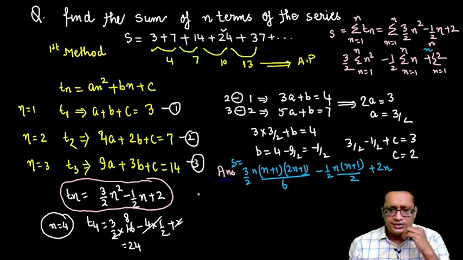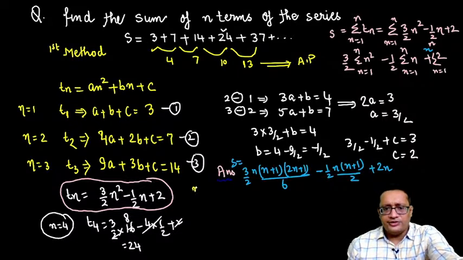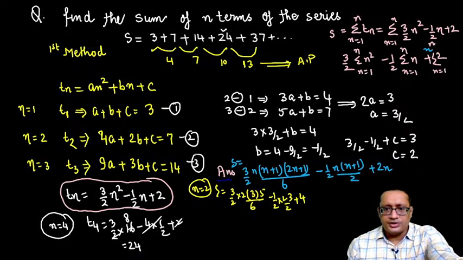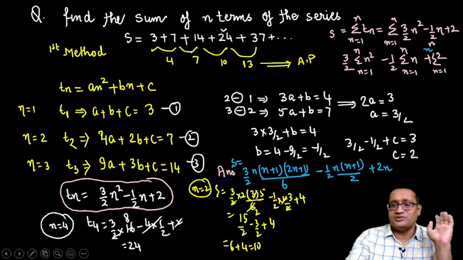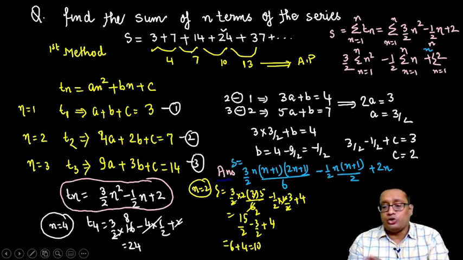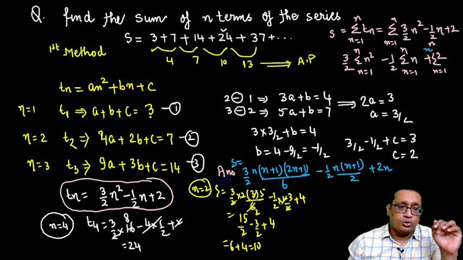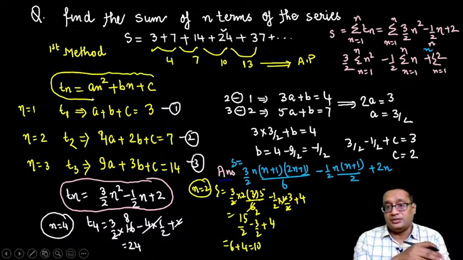Let's check it. N is equal to 2 I am placing, so I am getting S2 here, 3 by 2 times 2 into 3 into 5 by 6, this becomes 15 by 2, minus 3 by 2, plus 4, is equal to 10. Add the first two terms, 3 and 7, of this series, whose nth term I was not able to write, but I have written it like this, and I will show how I have written this nth term.